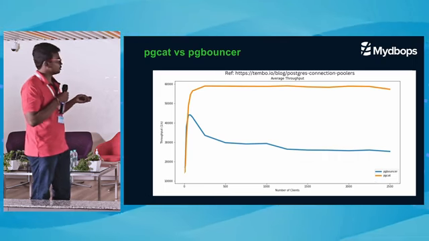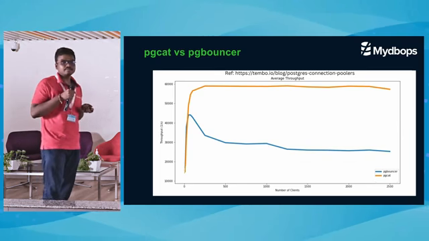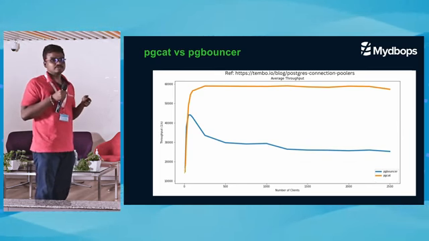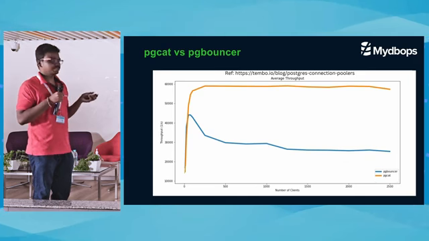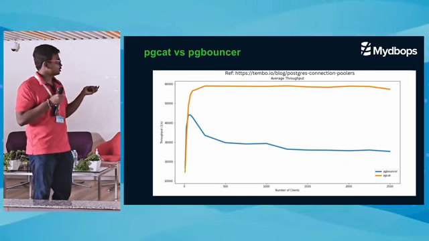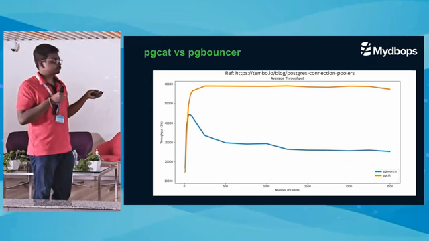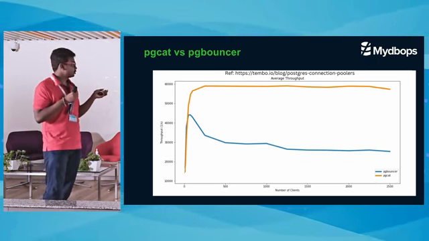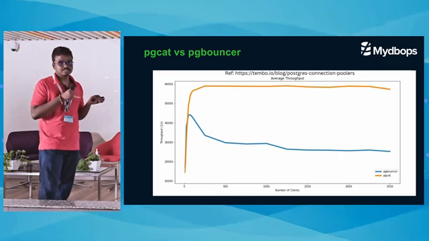So this clearly explains that when you are going with a very high number of connections and want better performance, instead of using Pgbouncer you can prefer to go with Pgcat because it gives a very good performance improvement. And the reason is it uses multiple processes, whereas Pgbouncer uses only a single process. That is the reason.